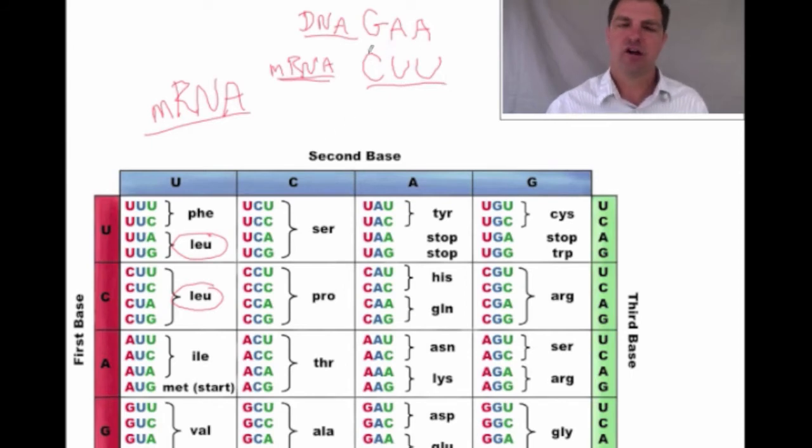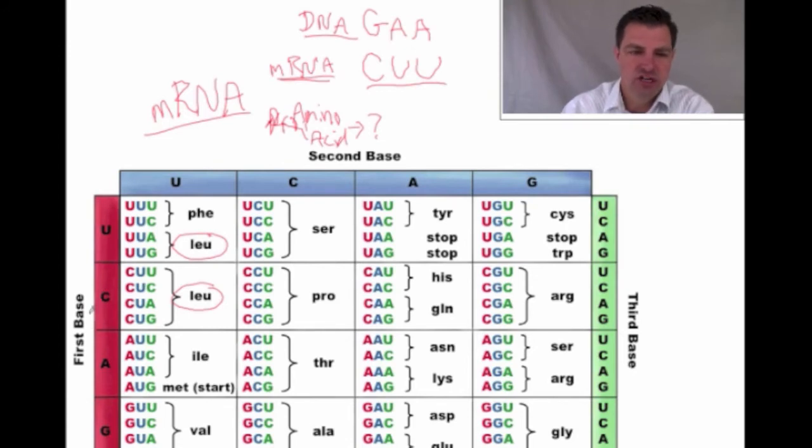Then I would ask, what would that code for? What's my protein? Or what's my amino acid? Because the protein is all of those connected together. So what amino acid would that code for? I look over on this chart, and what you do is you say, okay, here's my first base, here's my second, and here's my third. My first one is a C, and my second one is a U. So that puts me in this ballpark here. And my third one is a U. And so that gives me leucine. So leucine would be the amino acid coded for there.